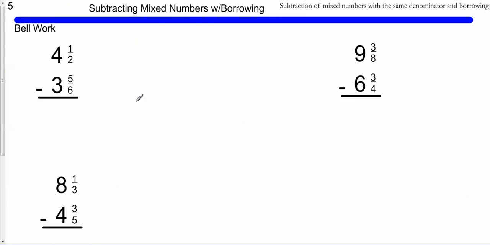So here are the bell work problems for tomorrow. Again, remember, you're going to have to borrow. This fraction's larger than that. This is larger than that. And that's larger than that. So all of these are going to require you to borrow.